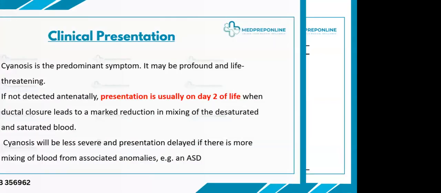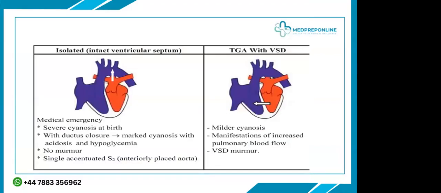So there are two varieties. There could be TGA with the intact ventricular septum. It means there is isolated TGA and there is no defect connecting the two circulations. So it will be a medical emergency as there is no mixing of the blood. Severe cyanosis at birth and with the ductus closure, marked cyanosis, with acidosis and hypoglycemia. As I told you, there is usually no murmur in TGA which presents in the immediate newborn period. There will be a single accentuated second heart sound because of the anteriorly placed aorta.